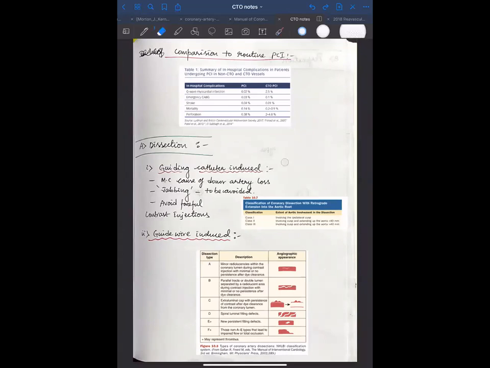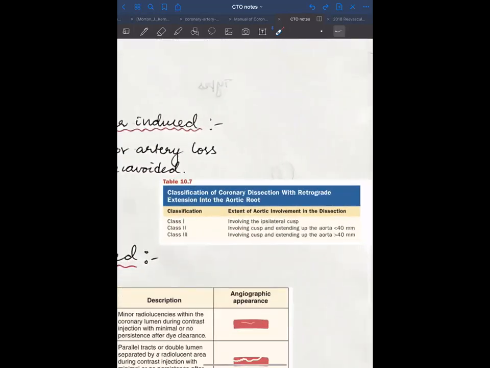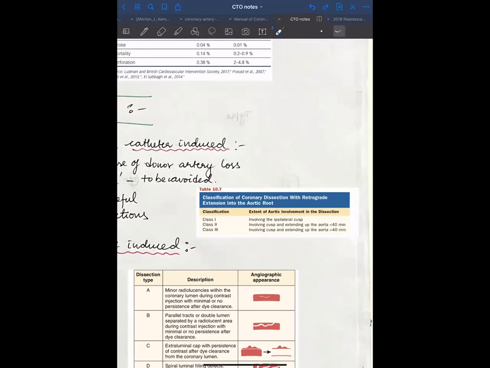Dissection can be mainly guide wire induced or guide catheter induced. Guiding catheter induced is the most common cause of donor artery loss. So we concentrate a lot on what is happening at the CTO segment and push and pull and tug the wire. At that time the guide can get sucked in and cause donor artery loss, which is very catastrophic, which we need to be very aware of. So avoid forceful contrast injections if any CTO dissection is suspected. This I think I've mentioned the earlier day. It is mentioned in Morton and Kern.